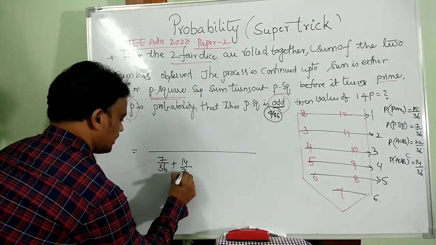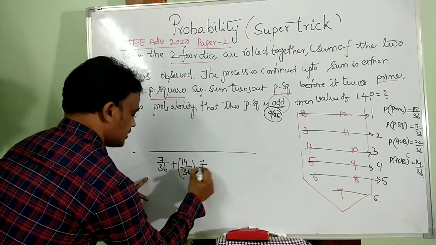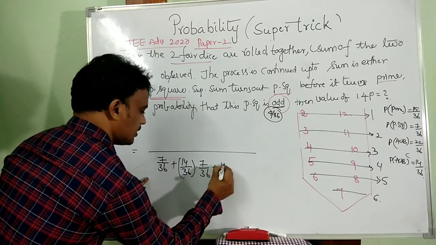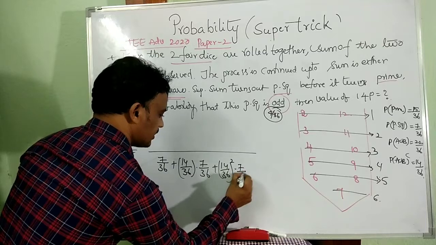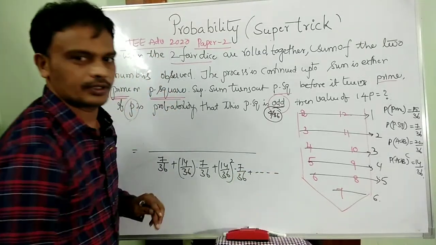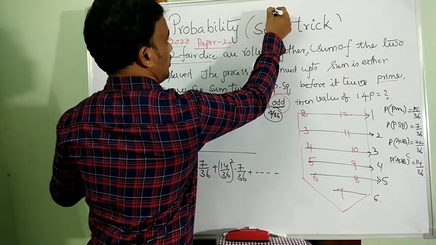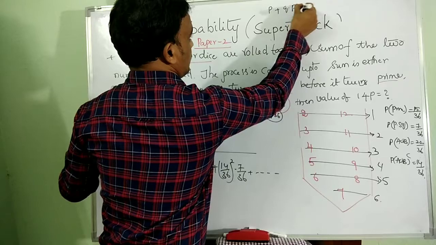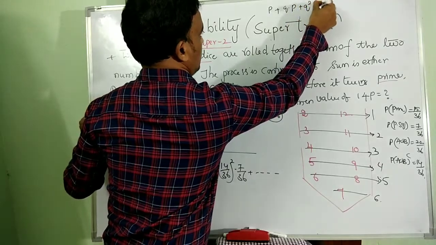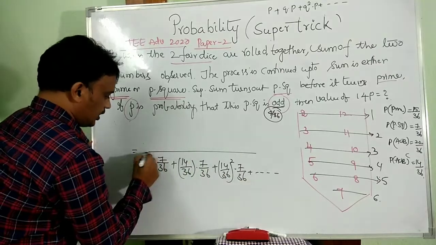Okay, 14 by 36. And maybe in the second trial we get it like this: 7 by 36 plus 14 by 36 times 7 by 36, and so on. I think you got the point. In the first trial we may get favorable chances, plus in the second trial we get q times p, and so on, right? So these are the total chances.